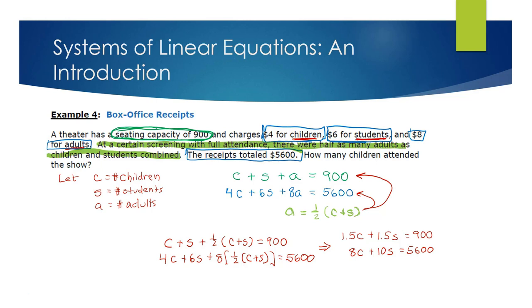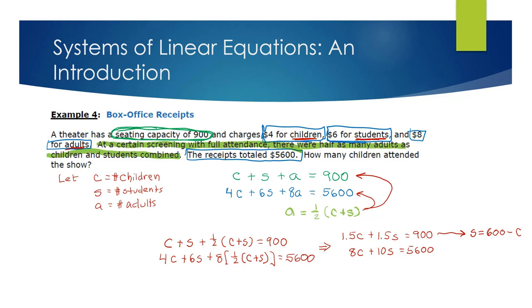Usually I would do elimination in a situation like this because it's a little easier. But since we haven't talked about that yet, I'm going to take the first equation and subtract 1.5C from both sides, and divide both sides by 1.5, and I would end up with S equaling 600 minus C. Again, I subtract 1.5C from both sides, then divide both sides by 1.5, making sure I distribute to both terms. Now I have a term that I can replace S with.